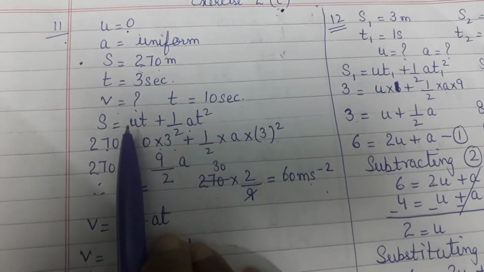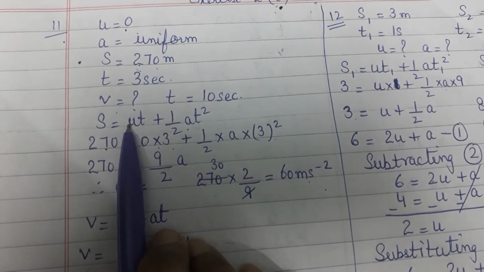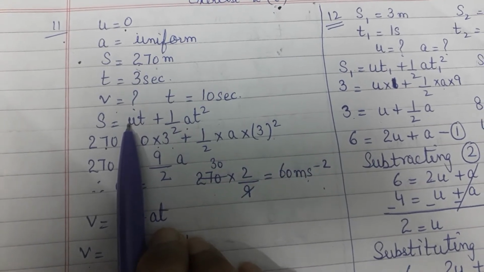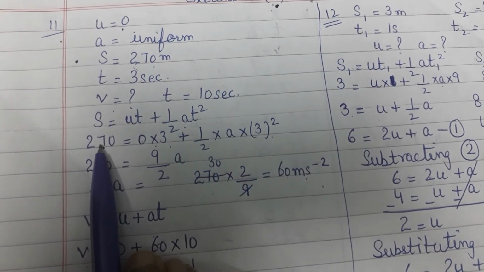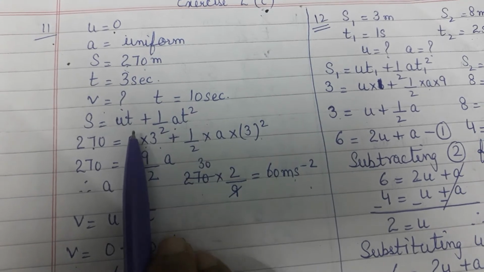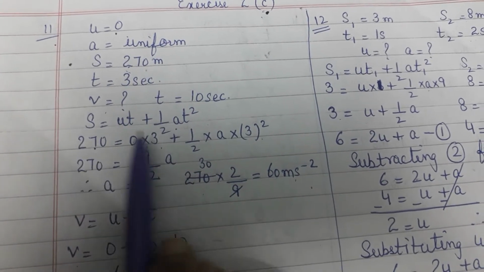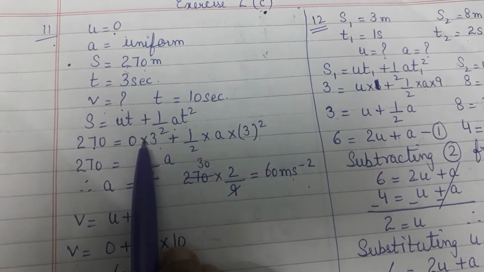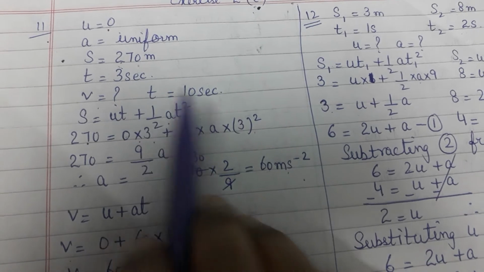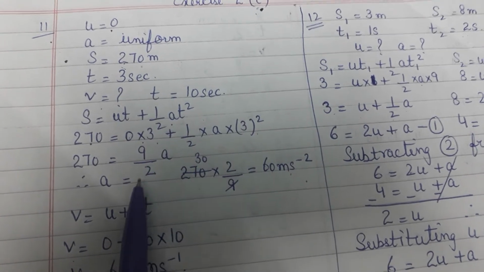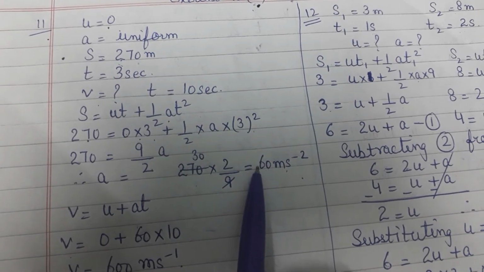So, children, we are going to use the equation of motion s is equal to ut plus half at square here. Now, you can see that we know the value of s, the value of u is 0, t is 3 seconds, because the distance 270 is covered in 3 seconds. Half, a we want to find out, and t square is 3 square, that is, the value of a will be 60 meters per second square.